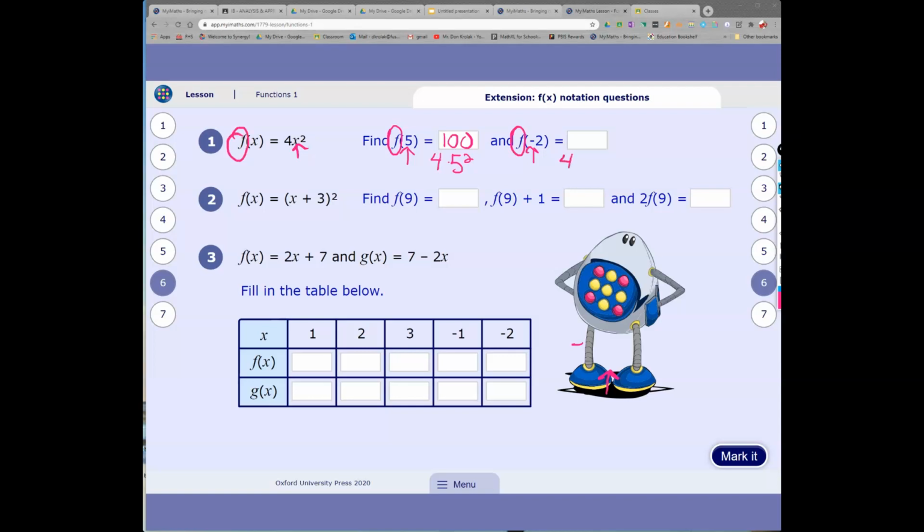Your input is -2, and you're going to use the rule that's labeled with an f. So that would be 4 times -2 squared. Do the exponent first, plus 4 times 4, and that gives us... now our inputs are 9, and our rule has changed. So you're going to input 9 in for wherever there's an x. 12 squared, 144.